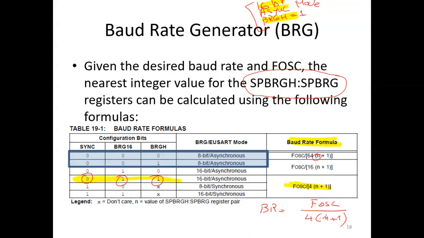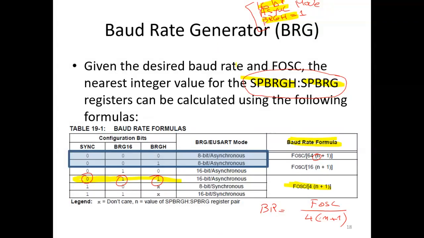So what is the value of n? N is the value of the two registers, the serial port baud rate generator, if you are in 8-bit, or both if you are in 16-bit. Is this clear? So this n will give us the value of the two registers.